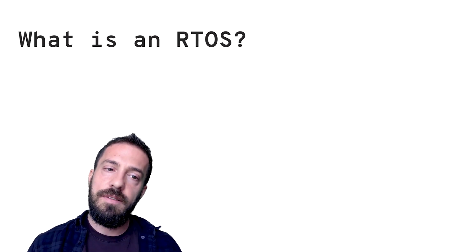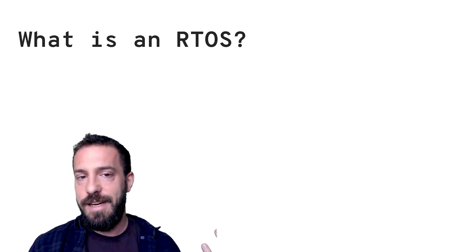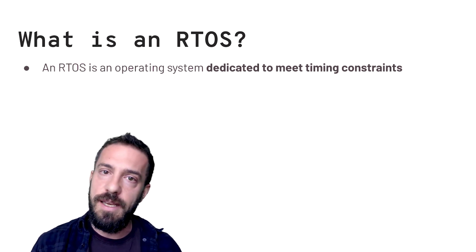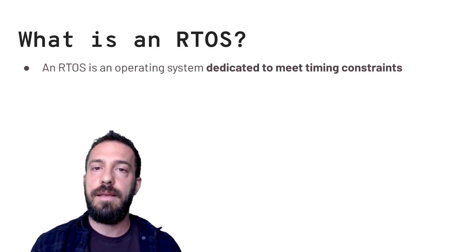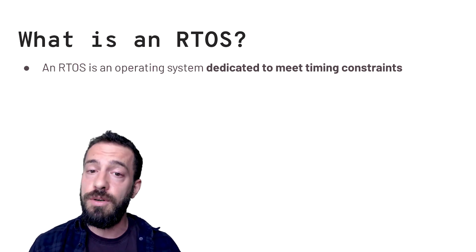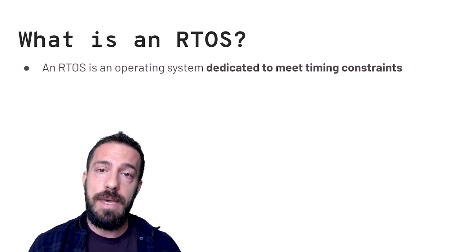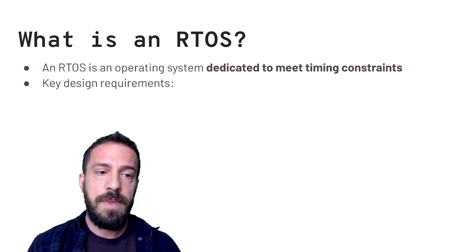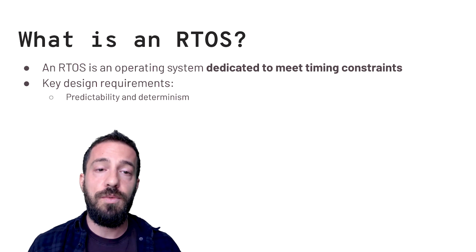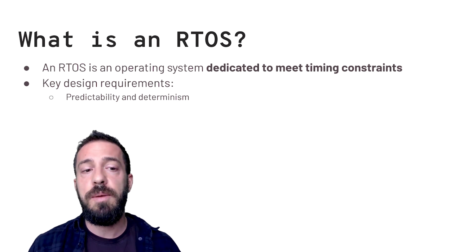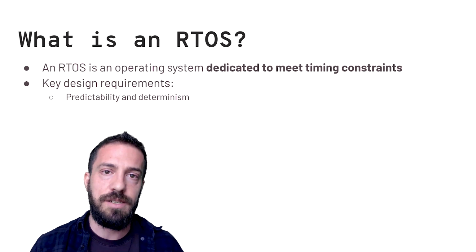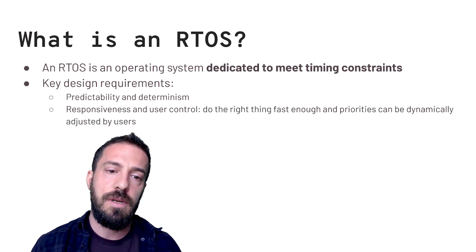And then we have real-time OS. A real-time OS is an operating system that has the extra property that it is dedicated to meeting timing constraints. It's exactly what an operating system does, but it also gives you guarantees about the timing of execution of the tasks. The design requirements are a bit different here. The response of the OS has to be predictable and deterministic. You cannot be getting different responses every time you run the same task. You have to know exactly how the system responds.